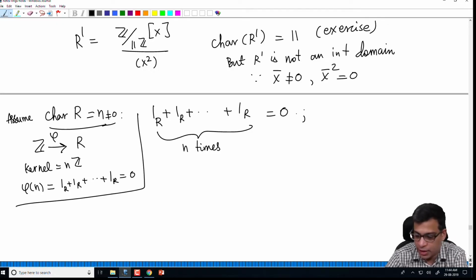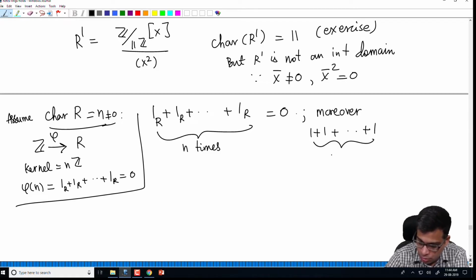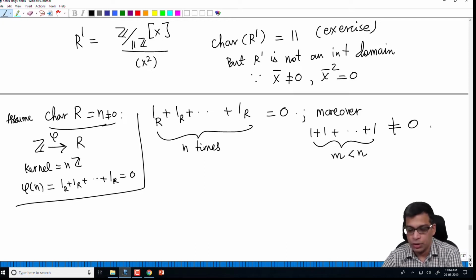And not just that, moreover, if you take 1 plus 1 plus ... plus 1, m times, with m less than n, it is not 0. So n is the least positive integer such that 1 plus 1 plus ... plus 1, n times, is 0. In other words, anything smaller will not work.